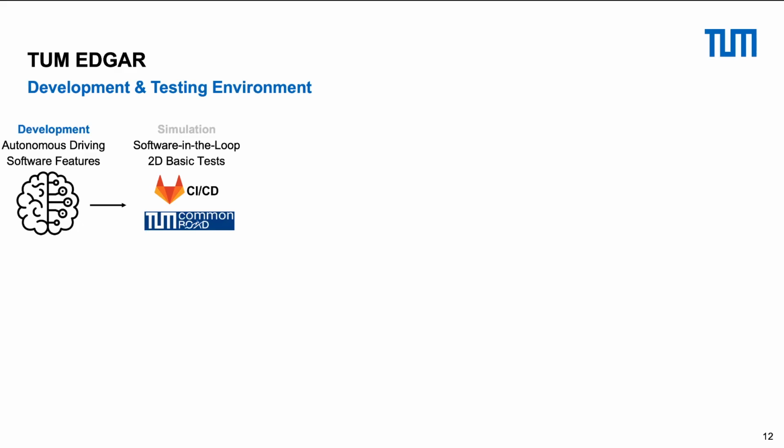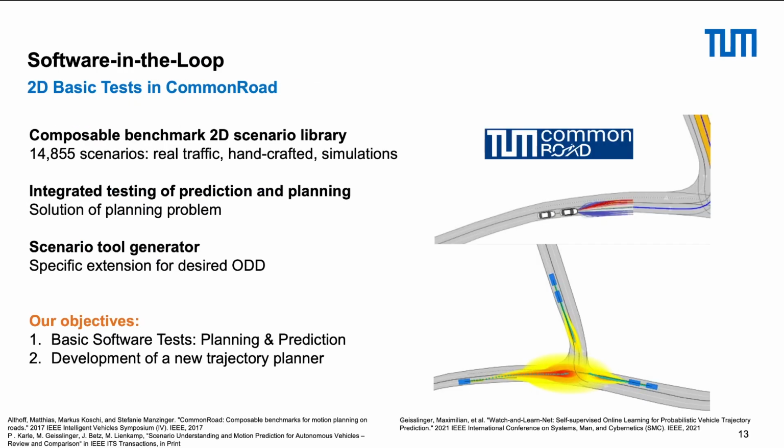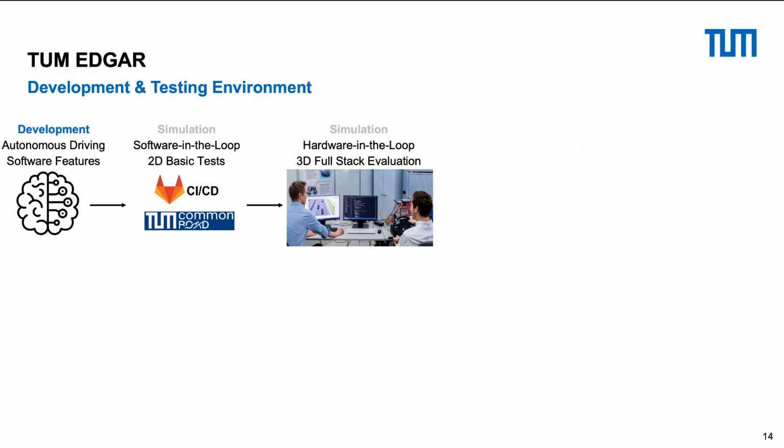When we develop new algorithms, first of all, we test in software in the loop in 2D environments. A 2D environment that we heavily use is TUM CommonRoad from our colleague Matthias Althoff. This is a composable 2D scenario benchmark with over 15,000 testing scenarios that allows us to create new scenarios with a specific tool generator, allows us basic software tests in planning and prediction, and allows us to develop our new trajectory planner.